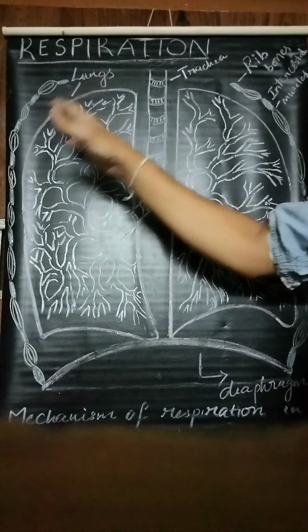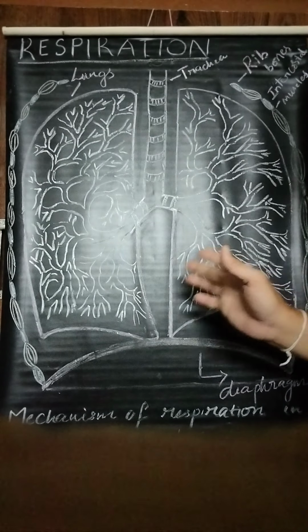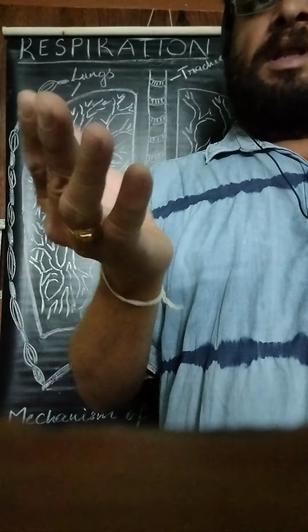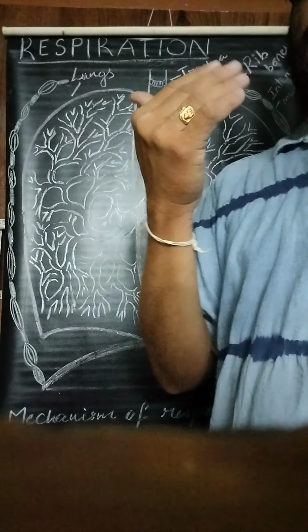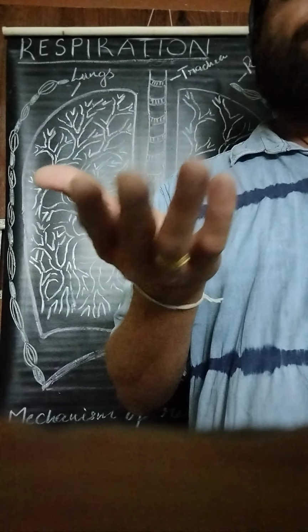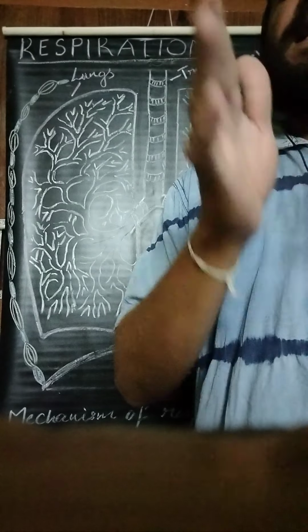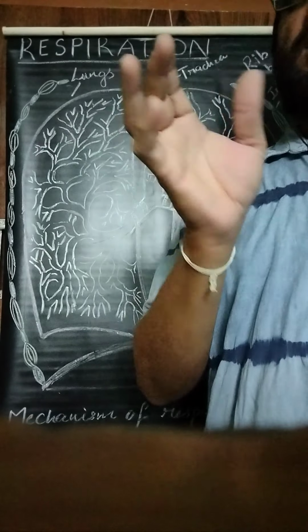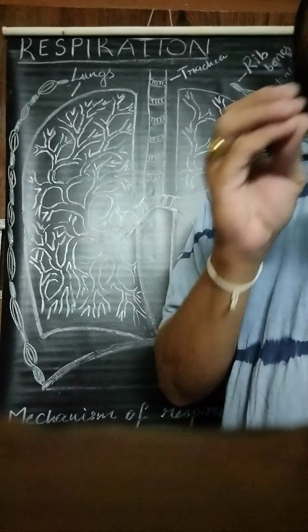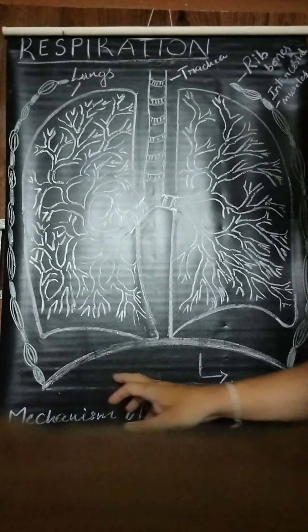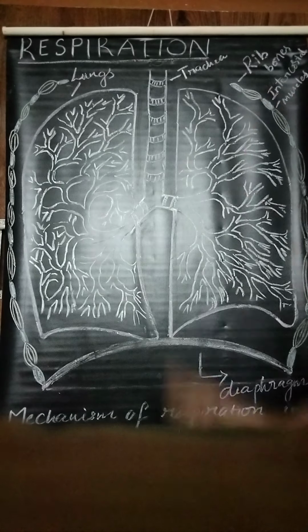Now these lungs are balloon-like structures. When air enters into the lungs they expand. When the air moves out from the lungs they contract. This mechanism occurs automatically, but the lungs by themselves cannot perform this activity of expansion and contraction. Then what is responsible for this expansion and contraction? There are two muscles: the diaphragm and the intercostal muscles.